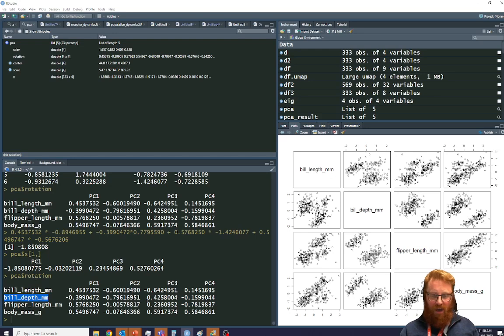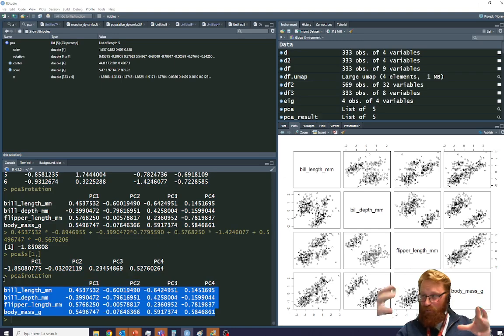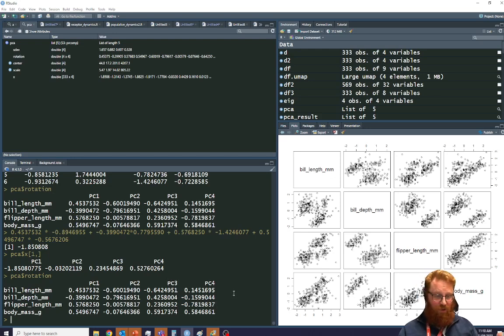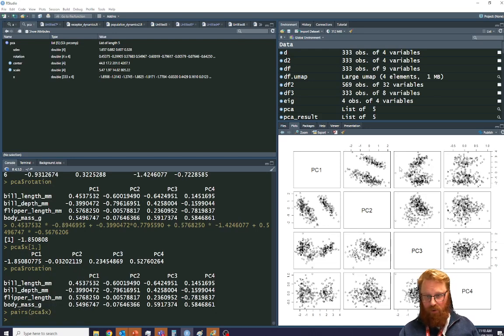That PCA by itself isn't really a dimensionality reduction algorithm. It's a data rotation algorithm. But the point is that after we've rotated the data, we can ignore PC3 and PC4. And let me show you why I say that. If we do pairs on the PCA $X, here we see what the data looks like. So here is PC1 versus PC2, and we get nice, interesting separation of our data. But if we compare PC3 to PC4, then you just get circles, right?